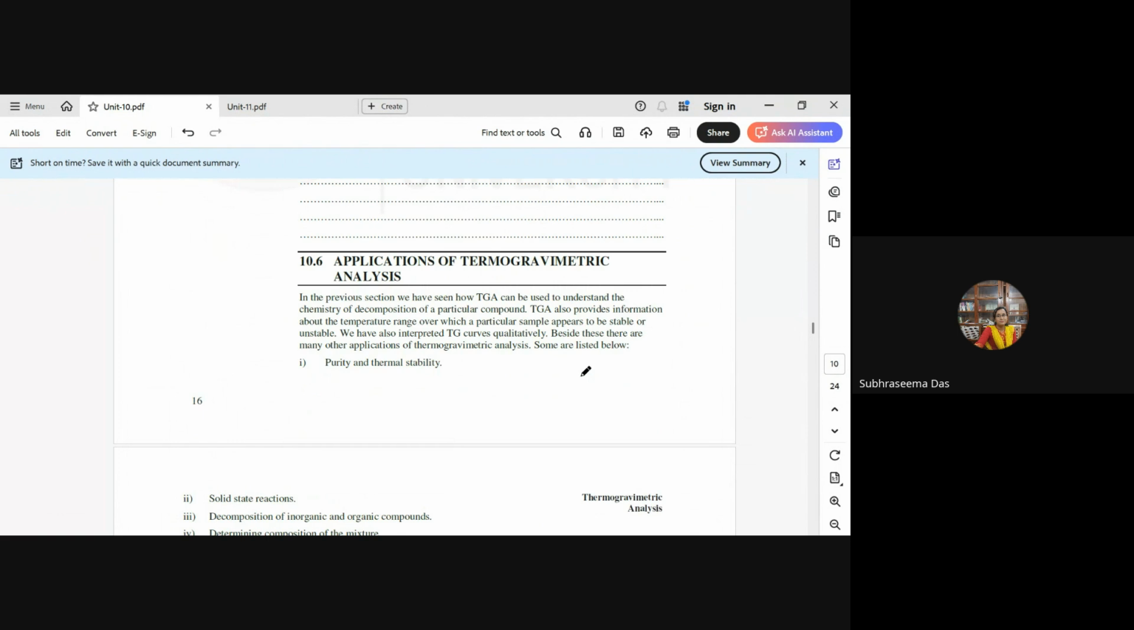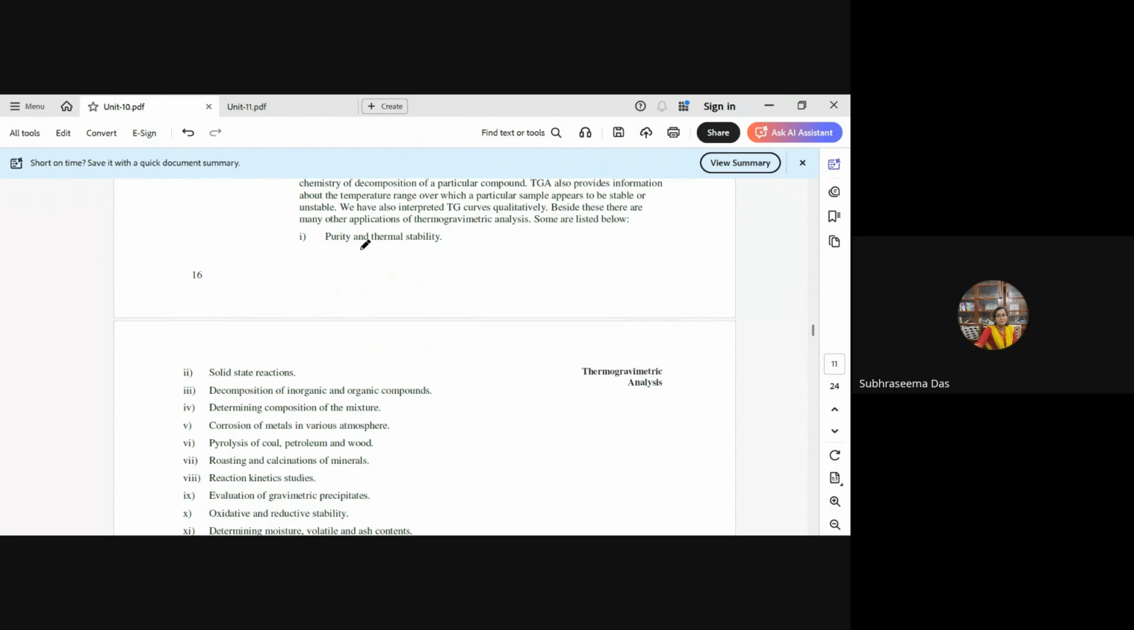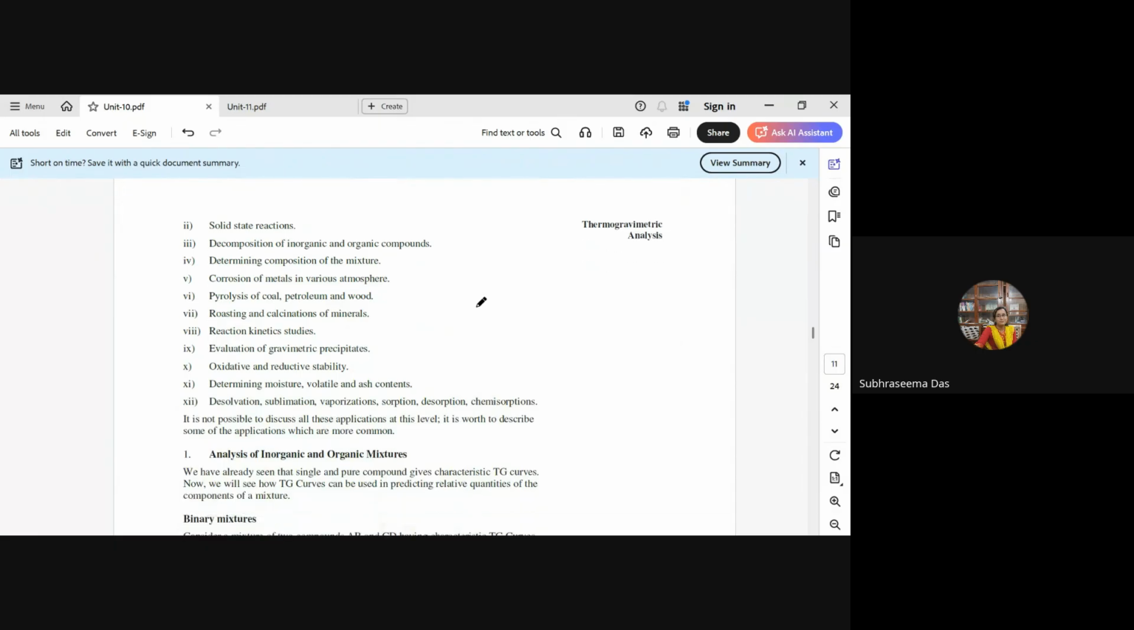So now coming to applications of TGA. Why is TGA important and why do we need to study TGA? How is TGA helpful in analytical chemistry? First, some important applications of TGA lie in knowing the purity and thermal stability of substances.